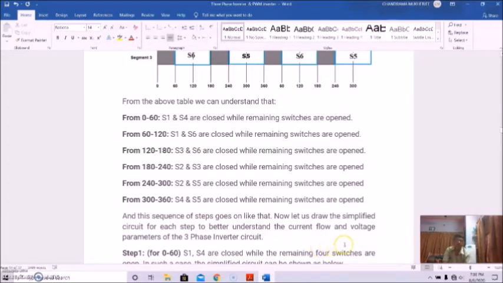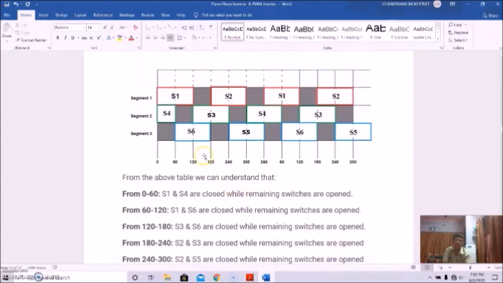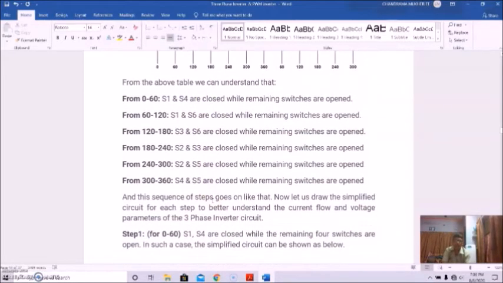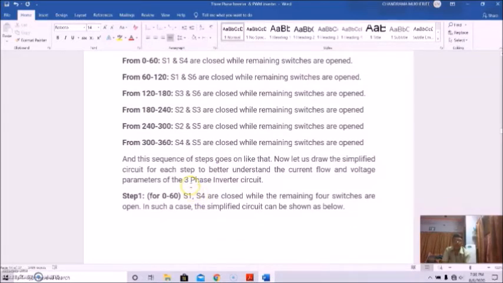And now let us draw the simplified circuit for each step to better understand the current flow and voltage parameters of the three-phase inverter circuit. Basically, this will be like this.